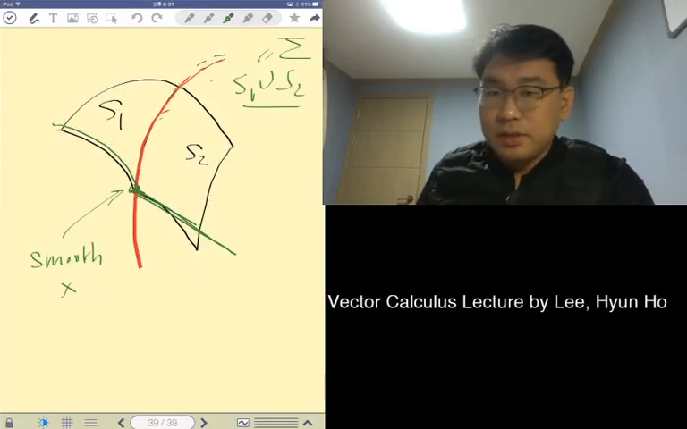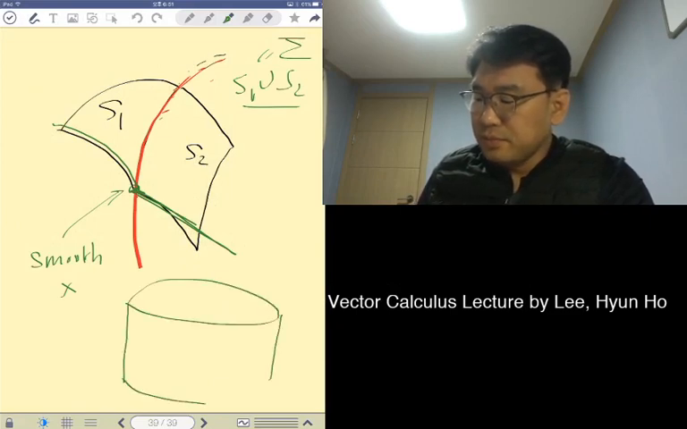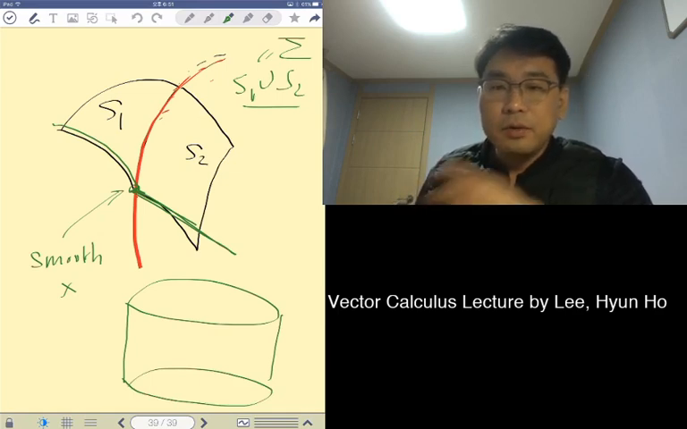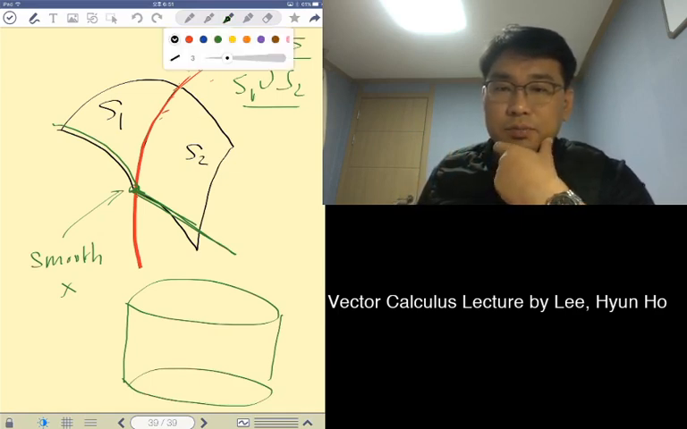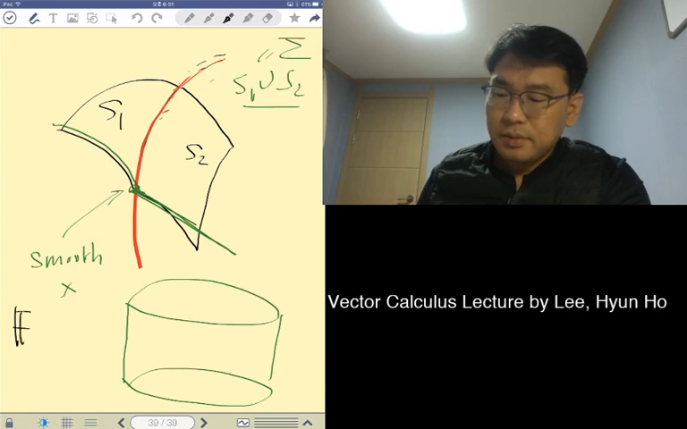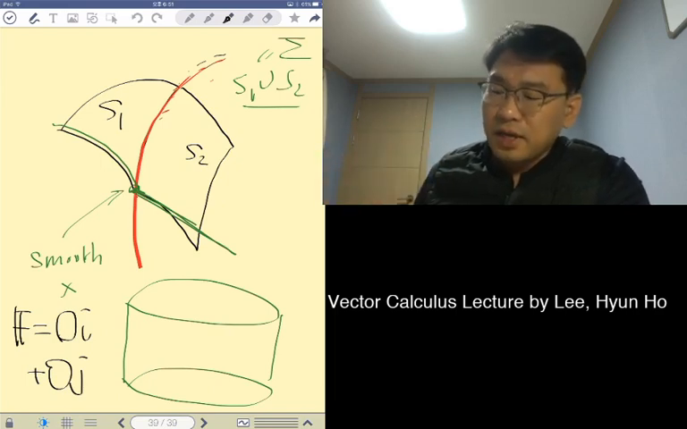So think about this. We have a cylinder, and our vector field is pointing outward. If you think about this vector, there is some quantity in the i direction and some in the j direction. There is no quantity in the k direction, which means the vector field is something like that.